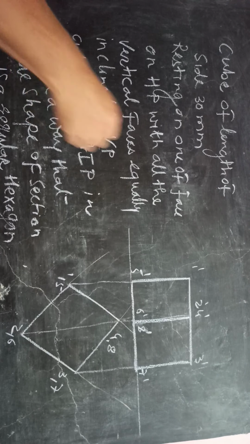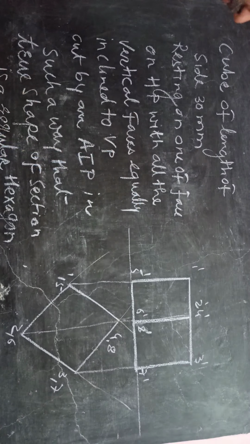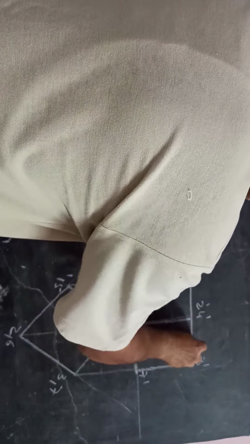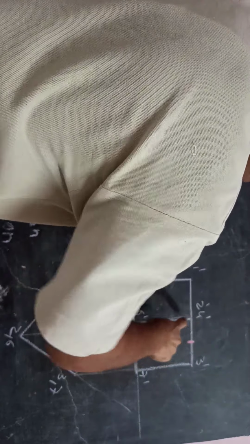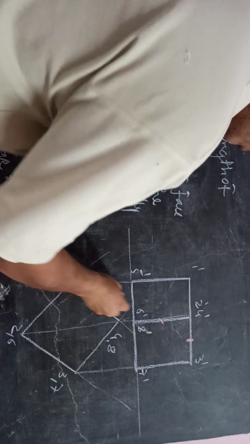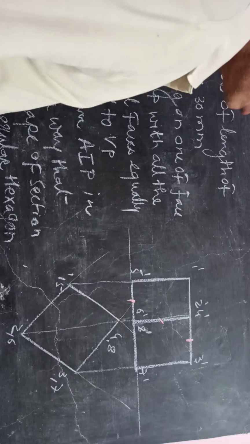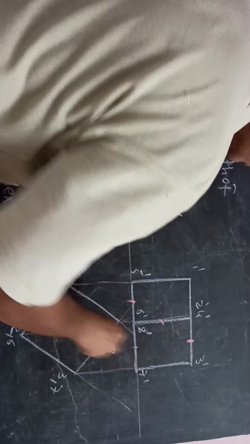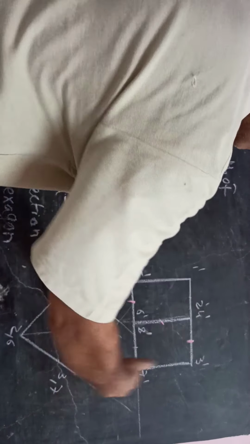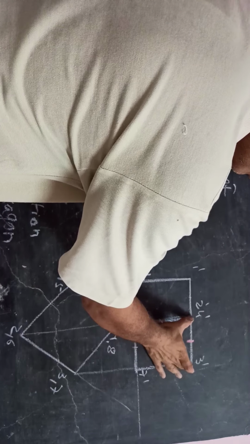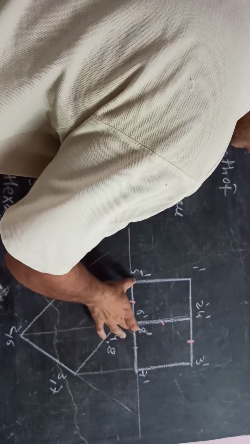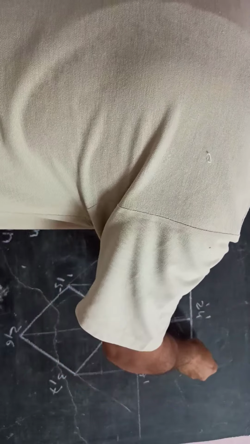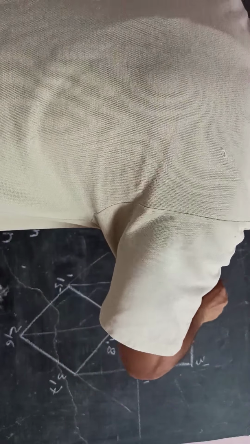Let us see. To get a hexagon, the section plane must pass through the midpoint of this, and from the midpoint of this, it should pass from here, or it can be from here, here and here. You can draw it like this or like this. So it should be the midpoint of this, midpoint of this and midpoint of this. So this should be the section plane, or you can draw it like this. So this should be the section plane.